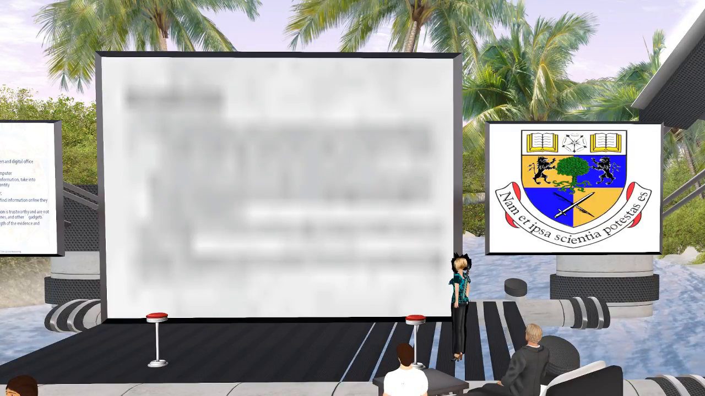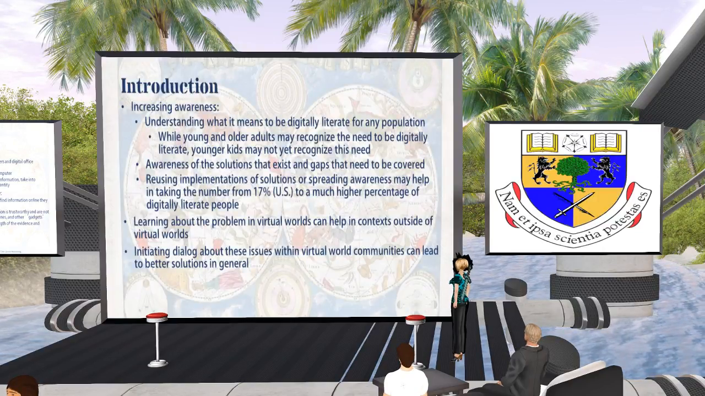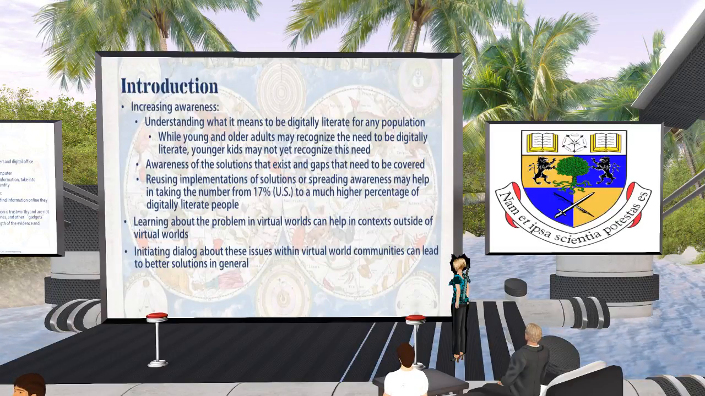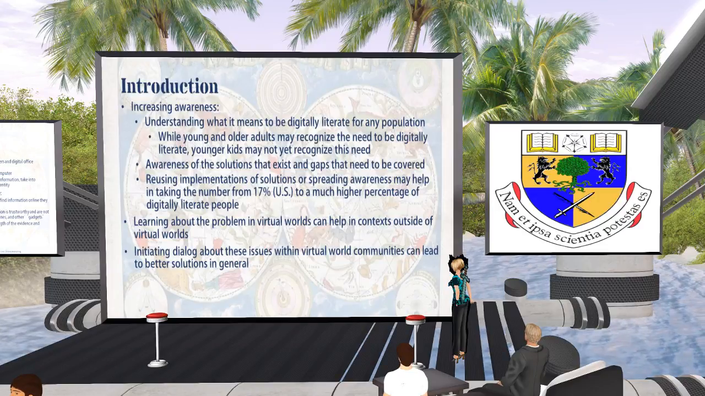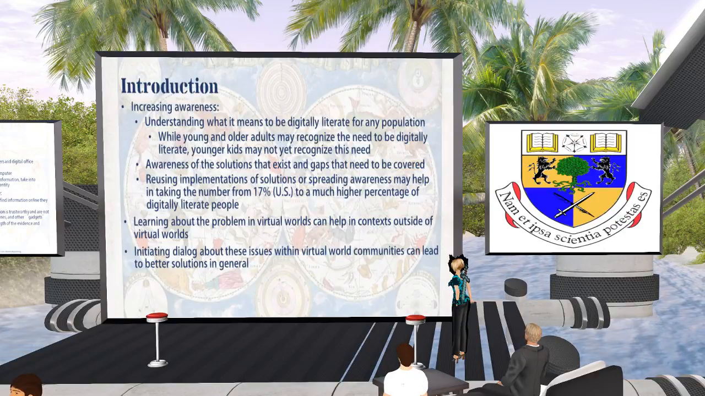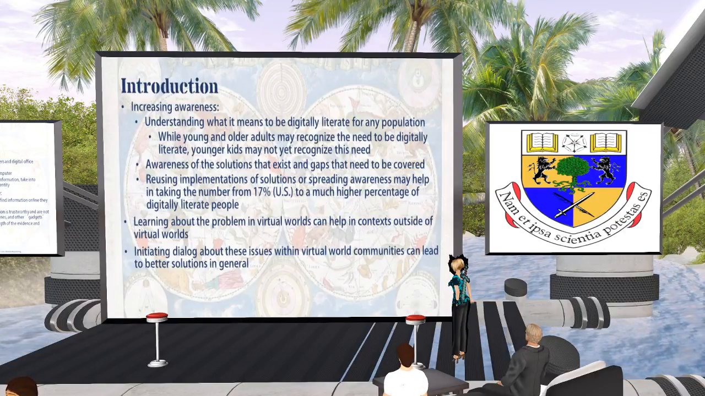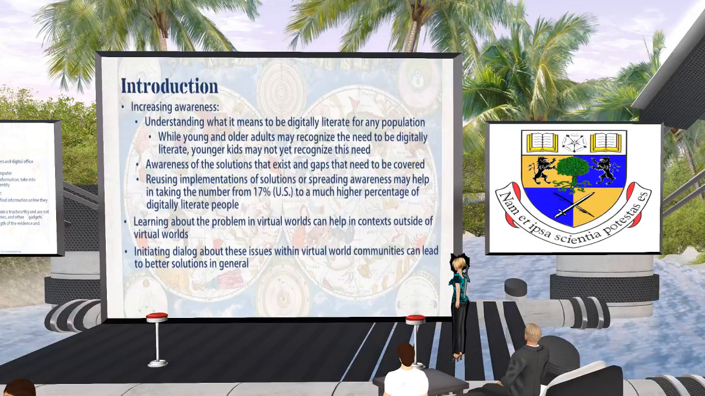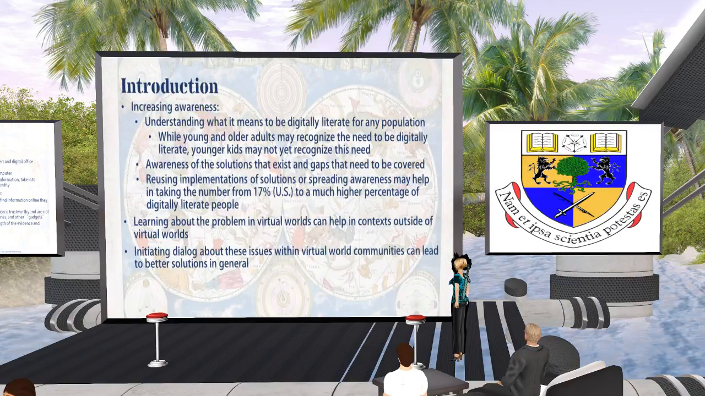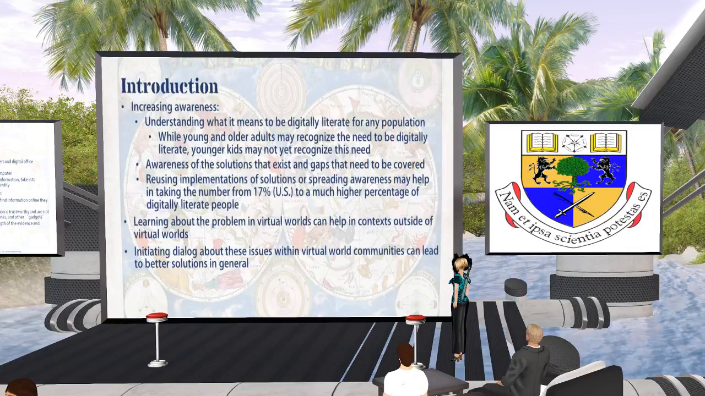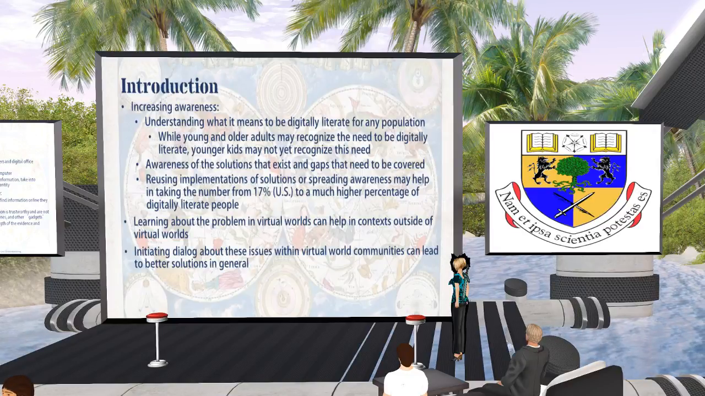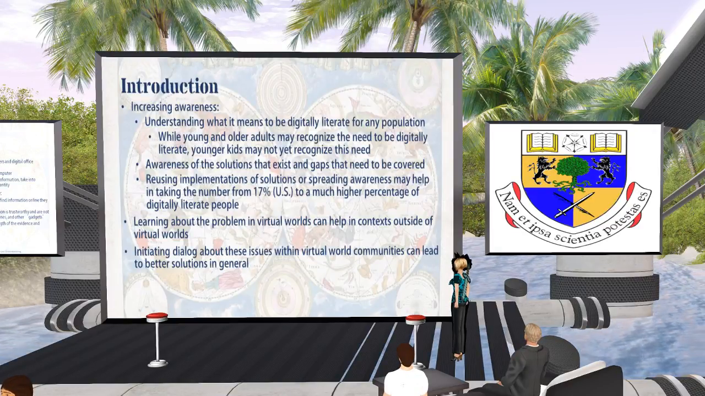So what can we do? Well, the first thing is to increase awareness. And we do that by understanding what it means to be digitally literate for any population. And by this I mean from kids to grandparents, students to teachers, and beyond. As adults, and especially as parents, we recognize the need for our kids to be digitally literate. But the kids themselves may be too young to recognize that what they see or read might not be true. We also need to understand what solutions exist and the gaps that need to be covered. By doing this, we can help to significantly increase the number of digitally literate people.